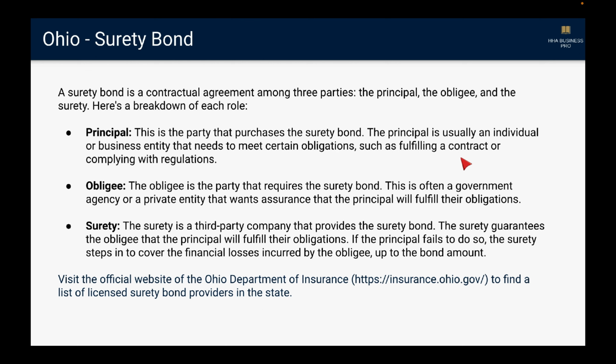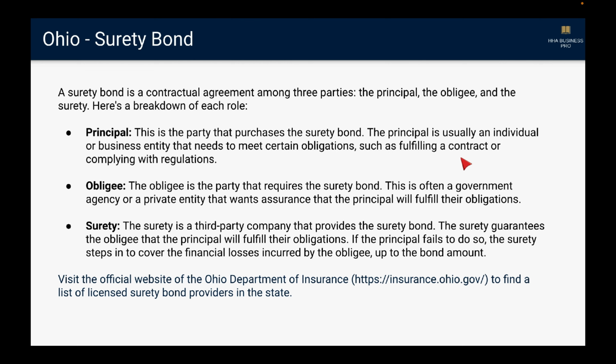The surety guarantees the obligee that the principal will fulfill the obligations. So if the principal fails to do that, let's say you as the business owner fail to do that, the surety, the company, will step in to cover the financial losses incurred by the obligee up to the bond amount. So remember the $50,000 and the $20,000.